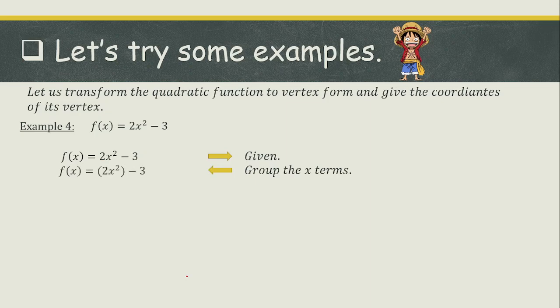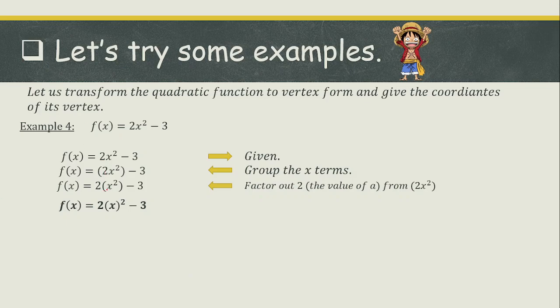So ipasok natin sa parentheses si 2x squared, then minus 3 sa labas. Then factor out the value of a from 2x squared. So i-factor out natin yung value ni a. So yung kalabasan, f of x is equals to 2 times x squared minus 3. Then after that, let's now simplify yung x squared. So ano natin siya, square. So yung kalabasan niya class is f of x equals to 2 times x squared minus 3.